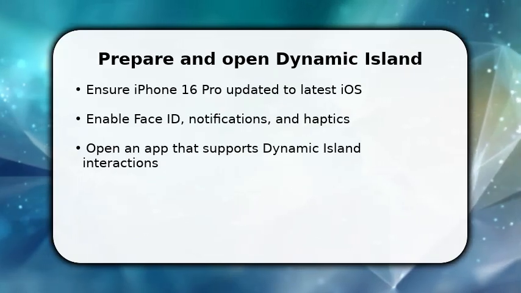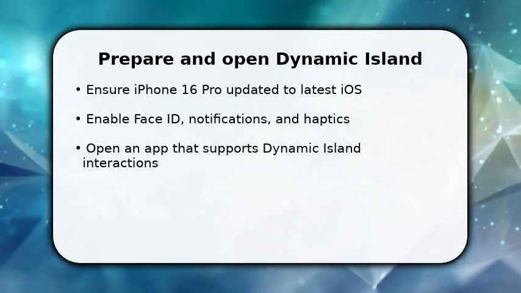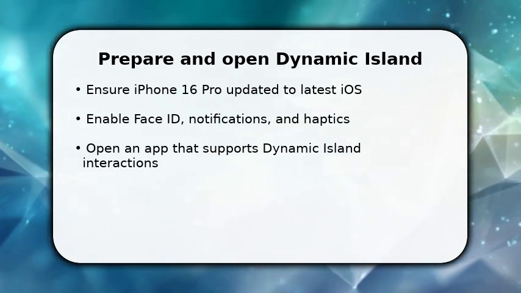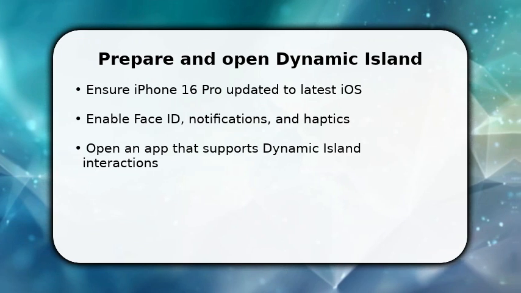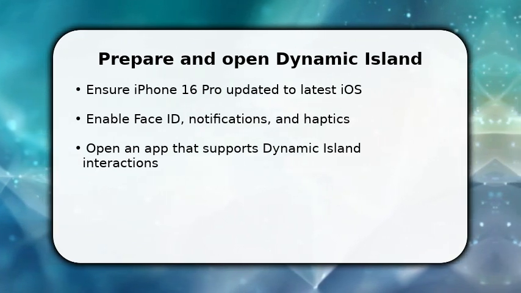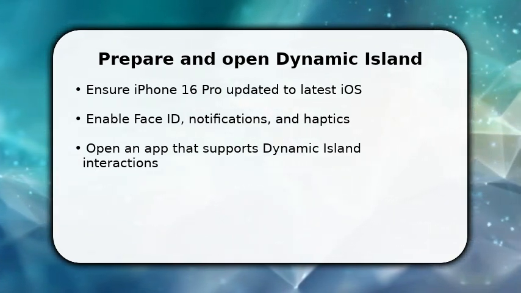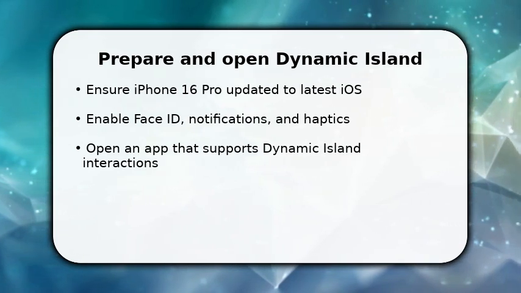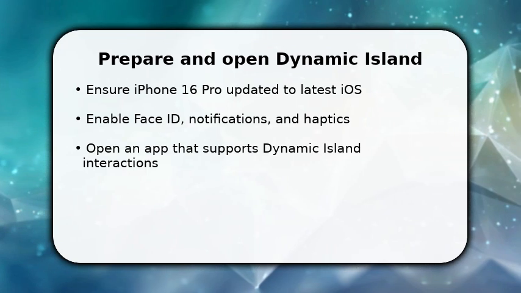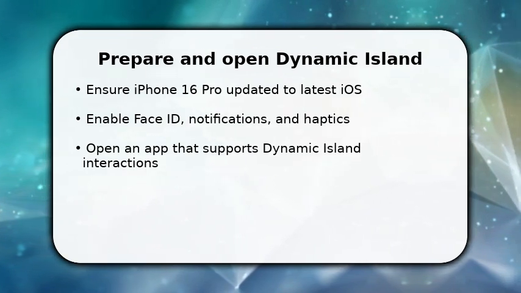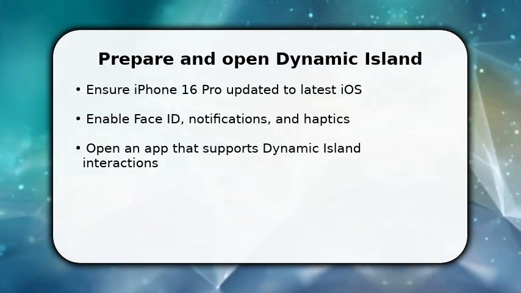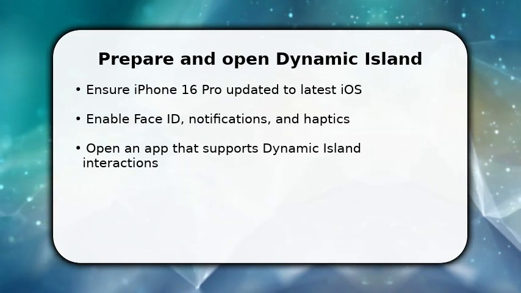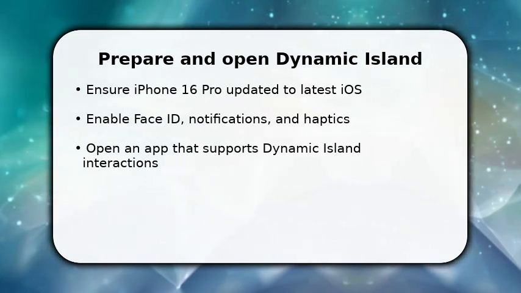You start by making sure your iPhone 16 Pro is updated, and that Face ID, notifications, and haptics are enabled so the island responds correctly. Tap an app that uses Dynamic Island, music, timers, or phone call so you see the live pill at the top. Once done, notice how the island expands and shows contextual info. That visual feedback is how you'll control quick interactions.